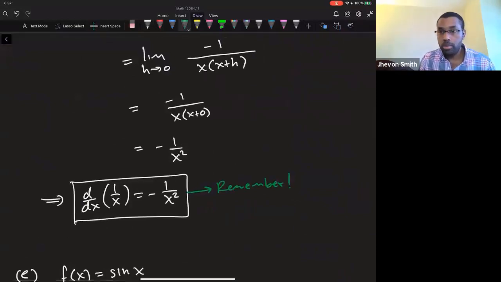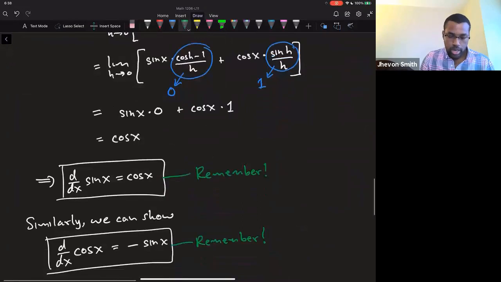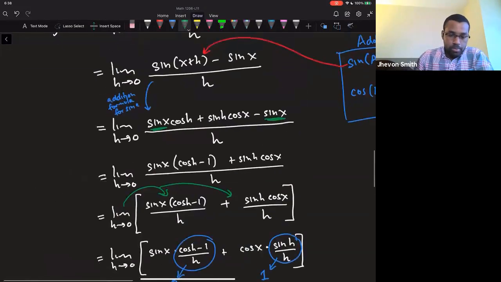Derivative of 1 over x is minus 1 over x squared. Derivative of sine of x is cosine of x. Derivative of cosine of x is minus sine of x. Also, you should remember derivative of a constant is 0. Derivative of x is 1. Derivative of x squared is 2x. Derivative of radical x is 1 over 2 radical x. So these are all formulas that we should remember. Okay.